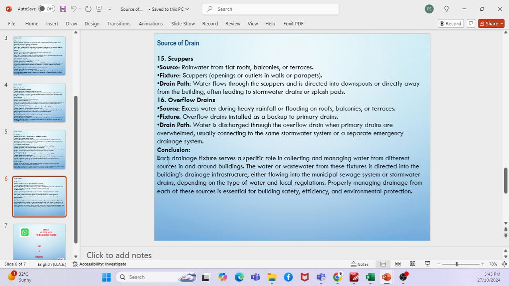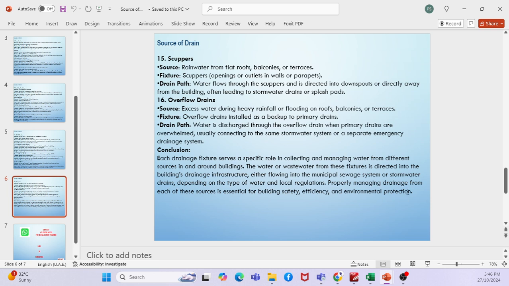As a conclusion, each drainage fixture serves a specific role in collecting and managing water from different sources in and around the building. The water or wastewater from these fixtures is directed into the building's drainage infrastructure, either flowing into the municipal sewage system or stormwater drains, depending on the type of water and local regulations. Properly managing drains from each of the sources is essential for building safety, efficiency, and environmental protection.